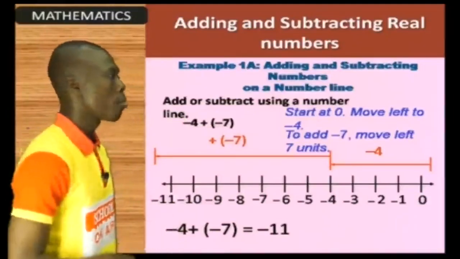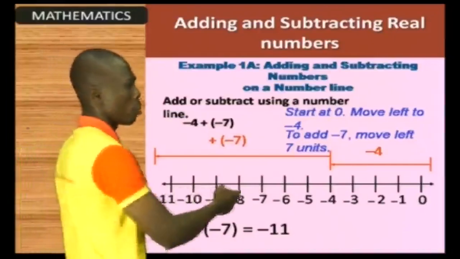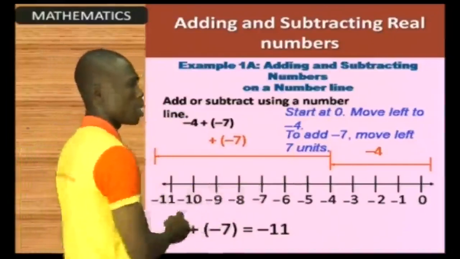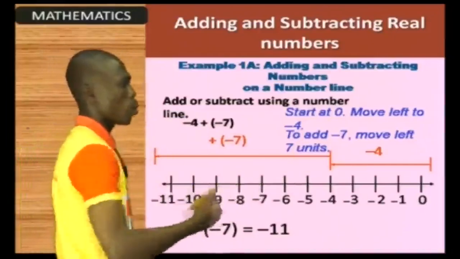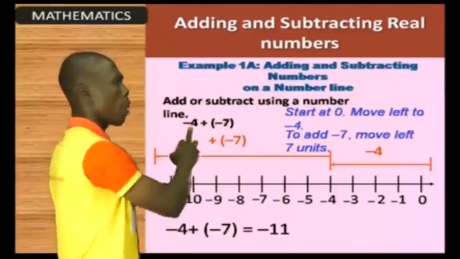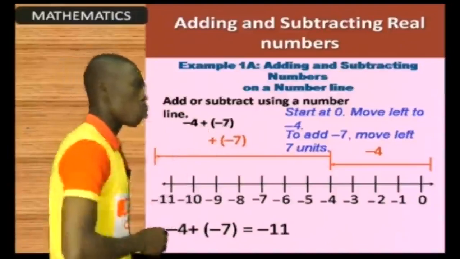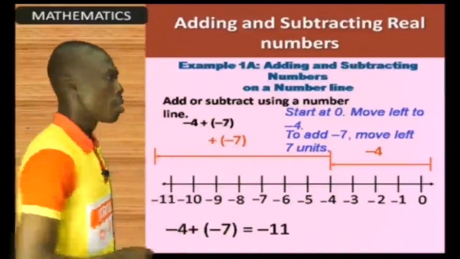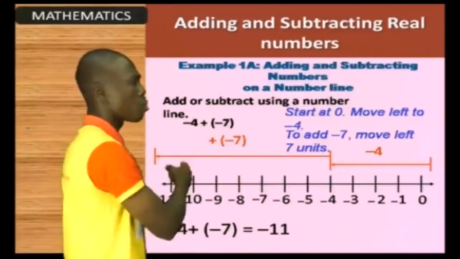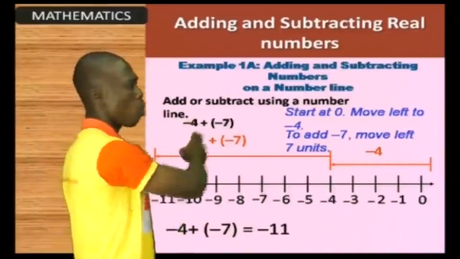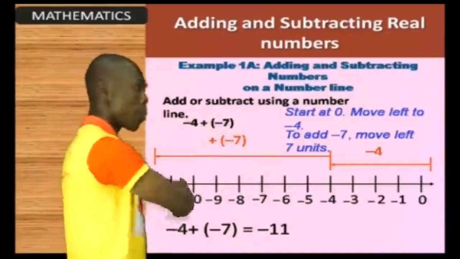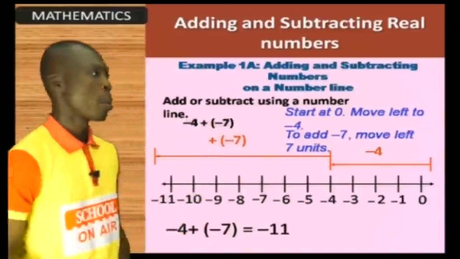So we have to first draw our number line. Of course, you can see a number line drawn here, and this number line is drawn on a scale of 1, 1, 1. All right, so what we have is -4 plus (-7). So what we are to do is to add -4 to -7, or say you add -7 to -4, whichever way.